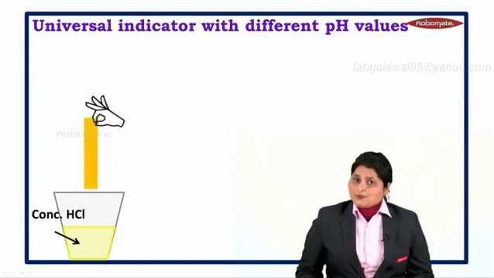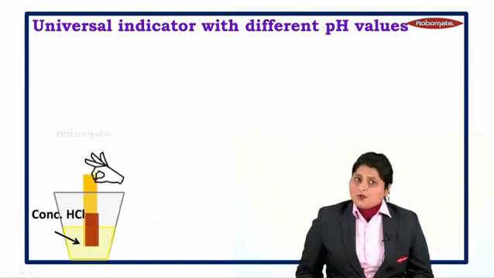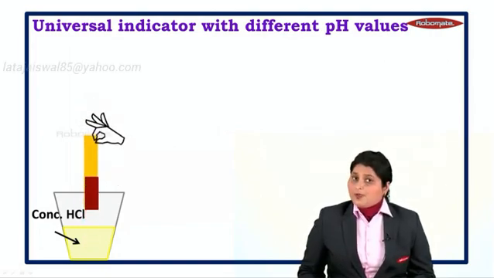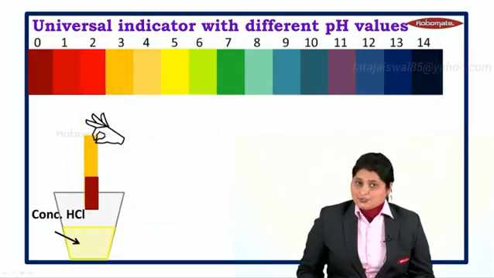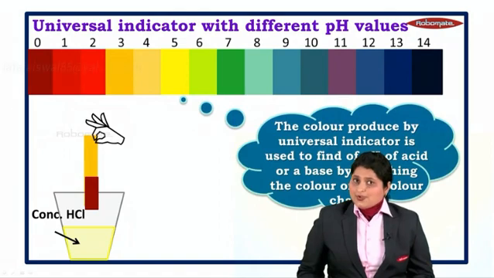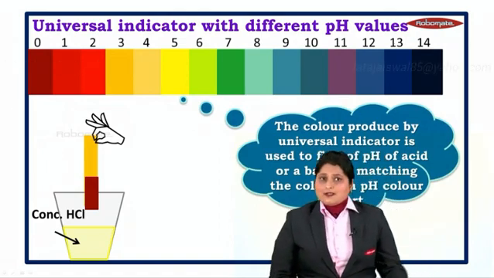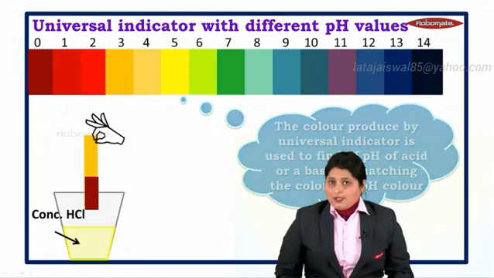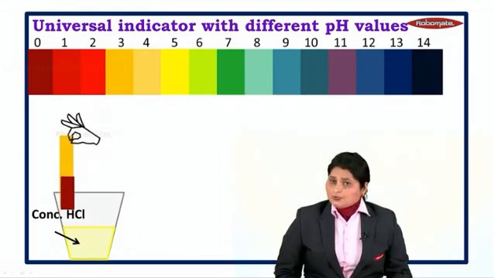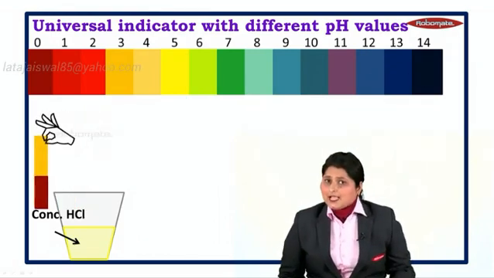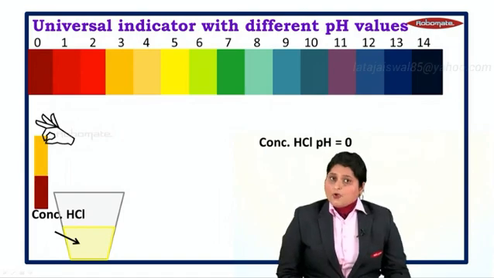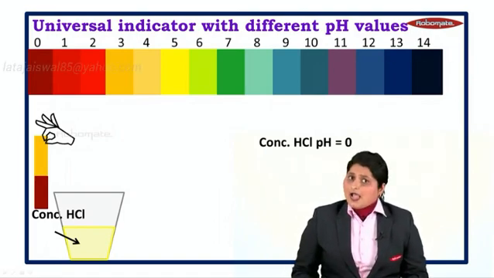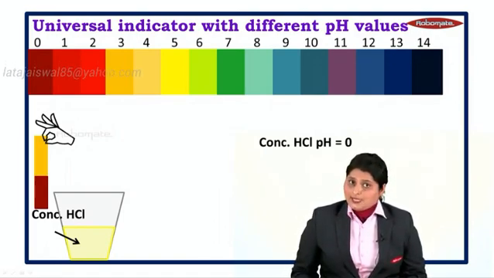Now what are we going to do? This yellow color strip is called pH paper. When you dip this pH paper in concentrated HCl, you will get some color change. This color change, you have to match with the standard color strip which you can see above. After matching, you will come to know that the color produced on the pH paper is matching that of 0. So we report that the pH of concentrated hydrochloric acid is equal to 0.